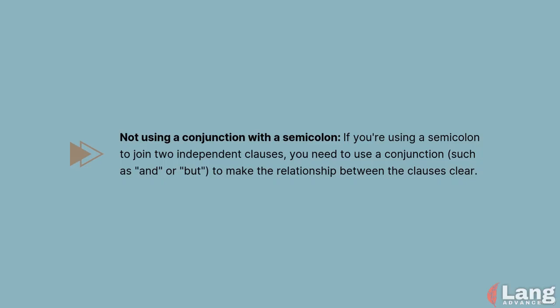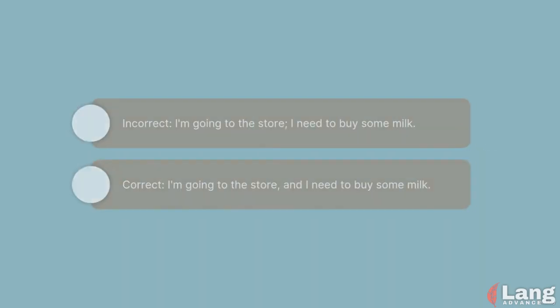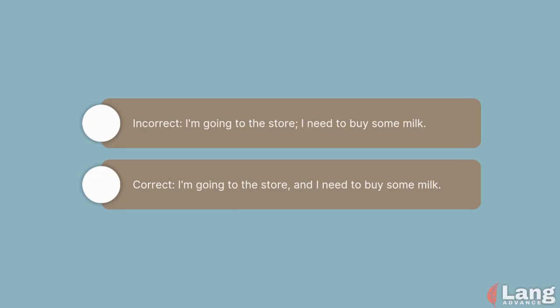Not using a conjunction with a semicolon. If you are using a semicolon to join two independent clauses, you need to use a conjunction, such as "and" or "but," to make the relationship between the clauses clear. Incorrect: I'm going to the store; I need to buy some milk. The correct form of this sentence is: I'm going to the store, and I need to buy some milk.